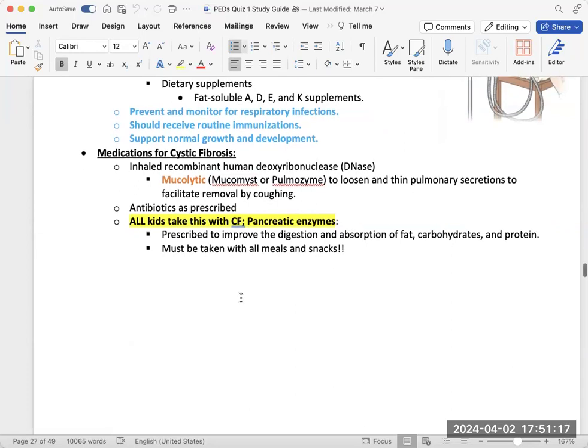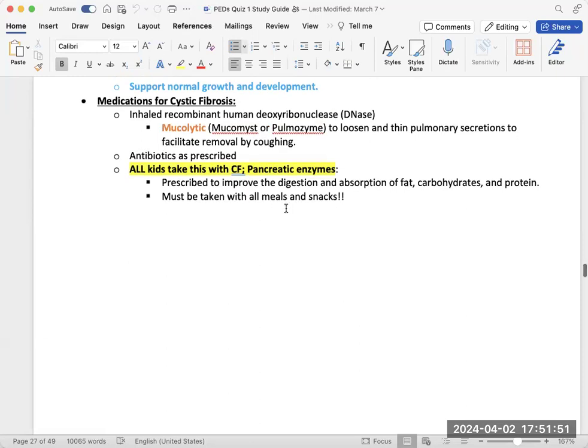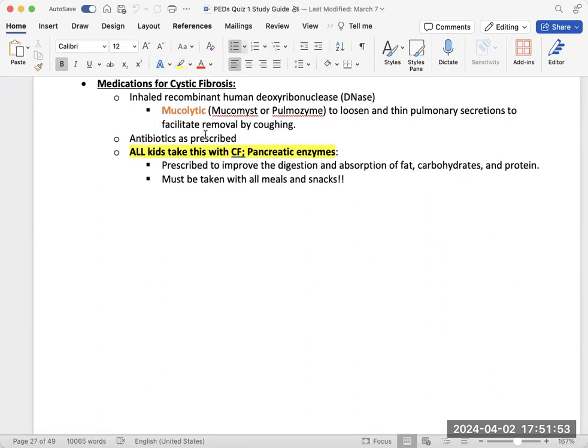Other things in terms of medications include an inhaled recombinant human deoxyribonuclease, or DNase, which is basically a mucolytic, like Mucomyst or Pulmozyme, I'm going to say it like that, to loosen and thin pulmonary secretions and facilitate removal by coughing. Because remember, mucolytic: muco meaning mucus, and lytic getting rid of it or breaking it down. So it helps remove the mucus and it breaks it down. They might get antibiotics. Remember, they're at risk for infections.